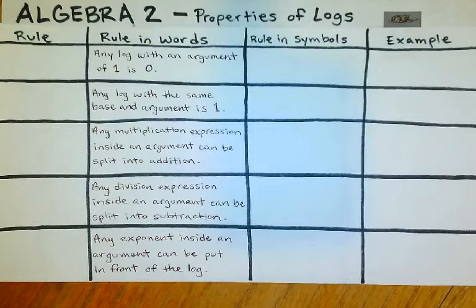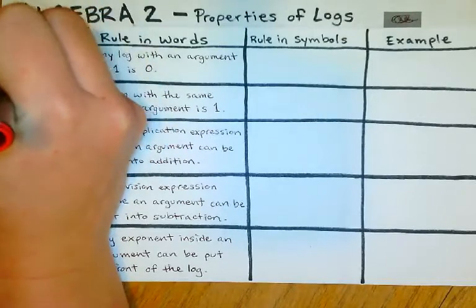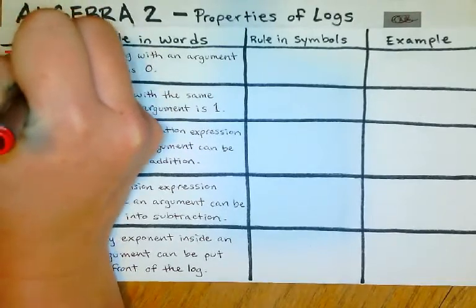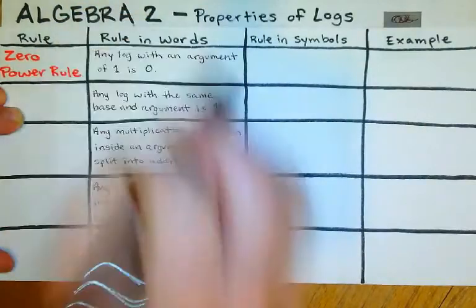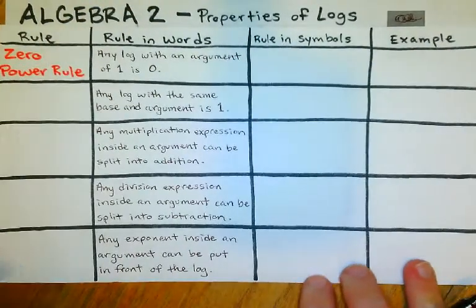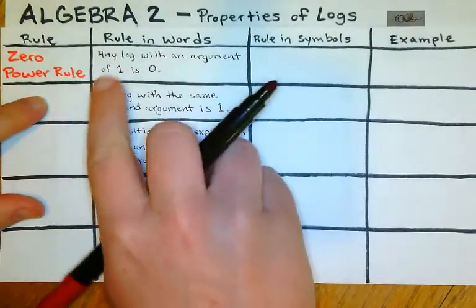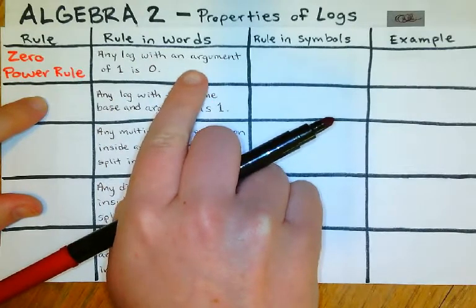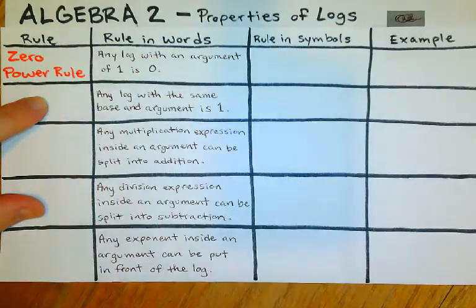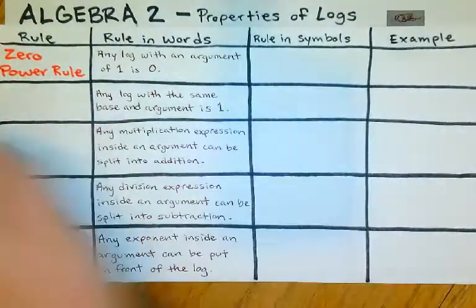The first rule that we're going to look at is called the zero power rule. Alright, the zero power rule means that anytime we have a log with an argument of 1, that means it's going to be equal to 0. So here's that rule in symbols.